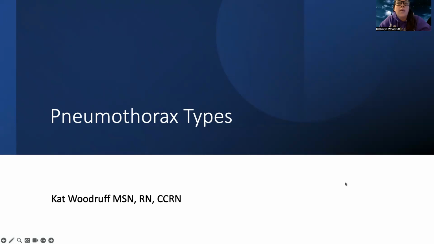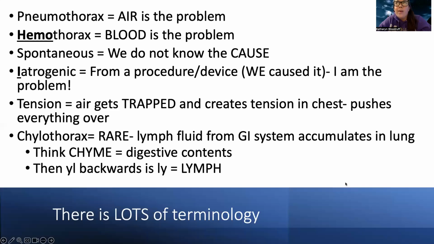Someone was asking to go a little bit more in depth on this. And so we're going to break down some of the types of pneumothorax, or pneumothoraces, maybe. I don't know how you say it when they're plural. Okay, anyway.